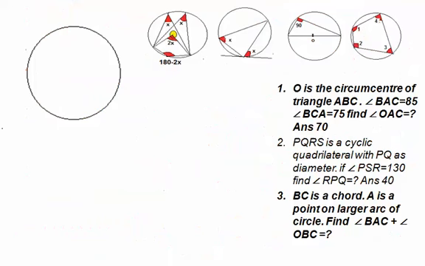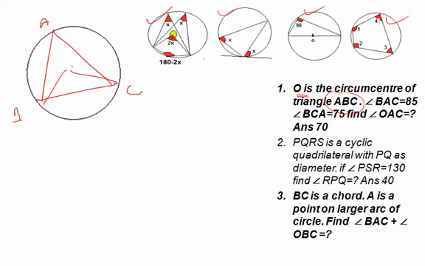So now let's discuss certain questions based on these properties. I already discussed these diagrams in the last slide. So let's see the questions. O is the circumcenter of triangle ABC. Suppose this is a triangle ABC and O is the circumcenter. This is your circumcenter O. So BAC is given 85, BCA, this angle is your 75.